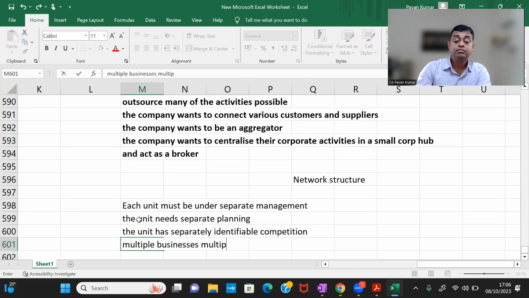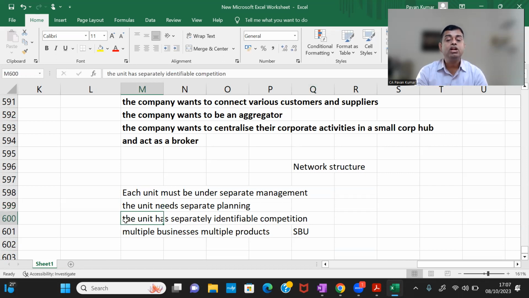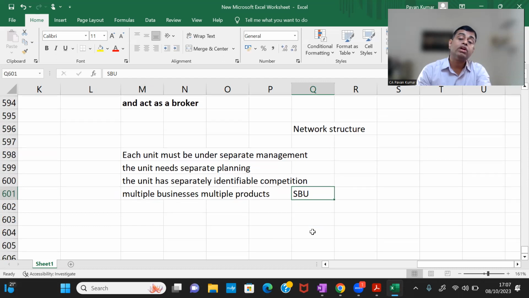Multiple businesses, multiple products. If these are the phrases used, they are speaking about strategic business unit, SBU structure. Each unit must be under separate management. Each unit needs separate planning. The unit has separately identifiable competition. The company is having multiple businesses and multiple products. Then you need to give answer strategic business unit.